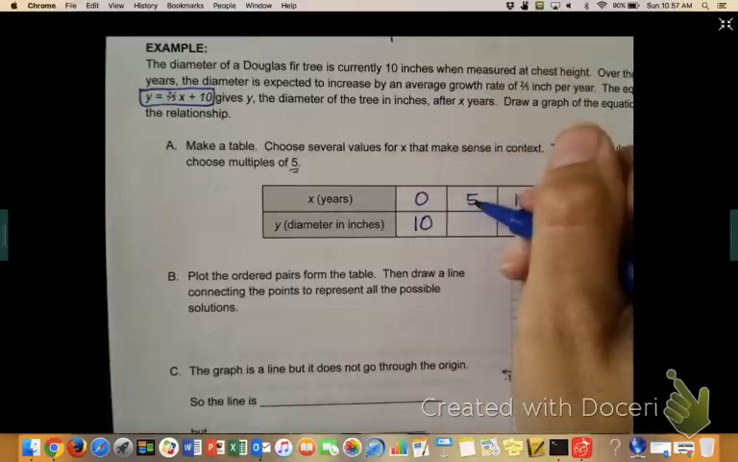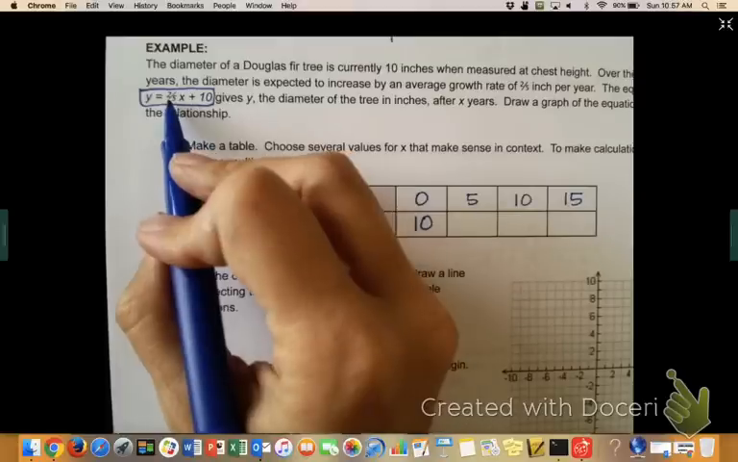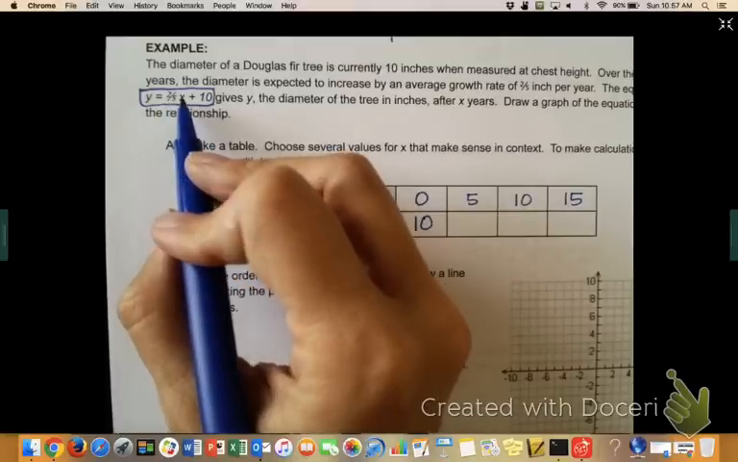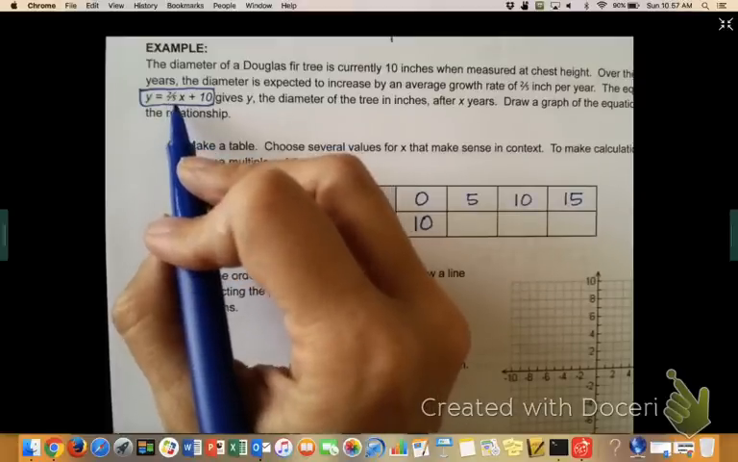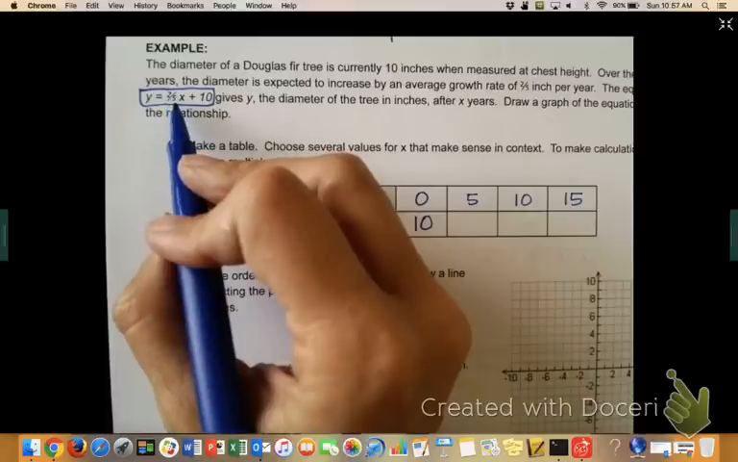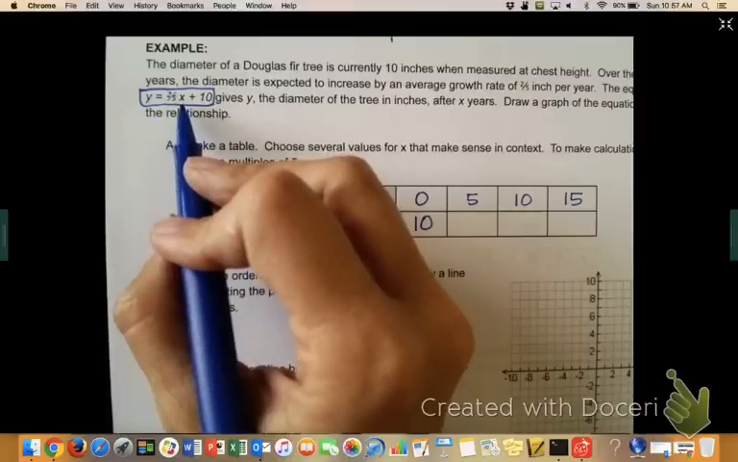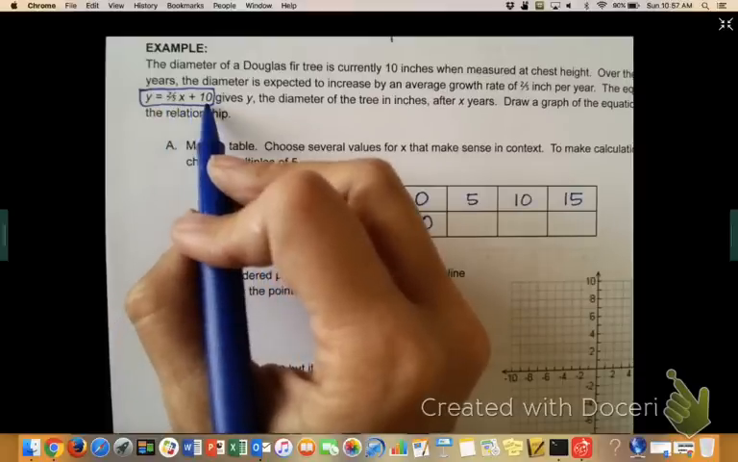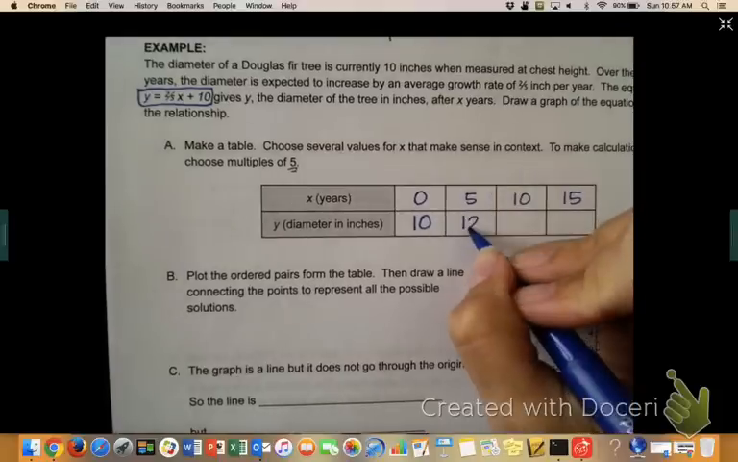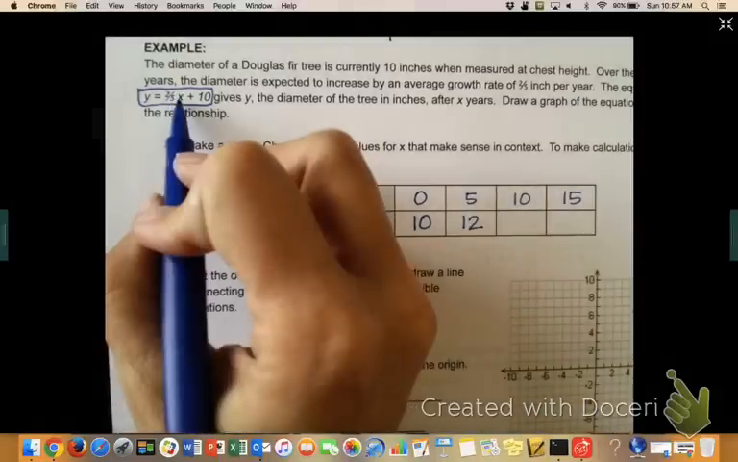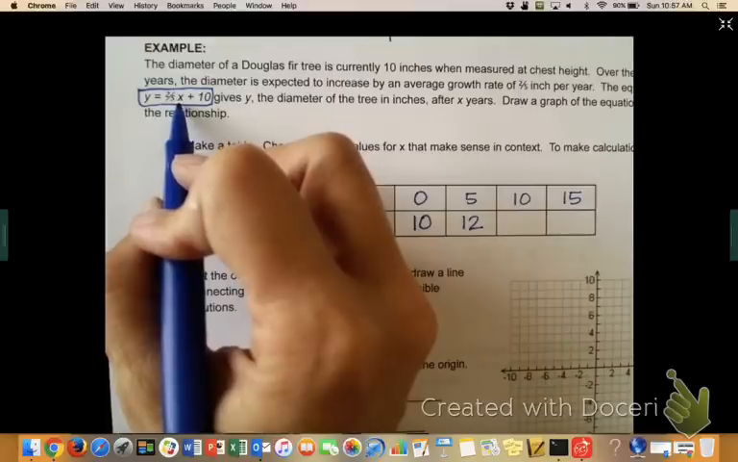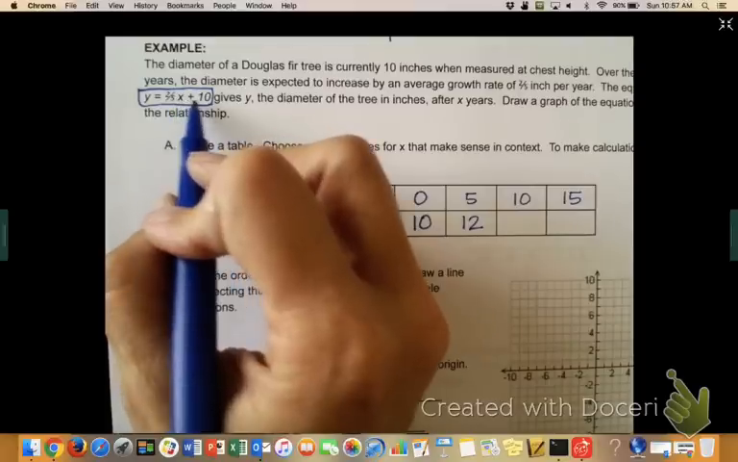All right, let's try 5. 5 times 2/5. Another word for multiplying is using the word of, so 2/5 of 5 would just be 2. Or you can take your calculator and multiply it if you're not sure what 2/5 of 5 is. But it's 2, plus 10 is 12. All right, let's plug in 10. 2/5 of 10 is going to be 4, or you can use your calculator. 2/5 times 10 is 4, plus 10 will be 14.